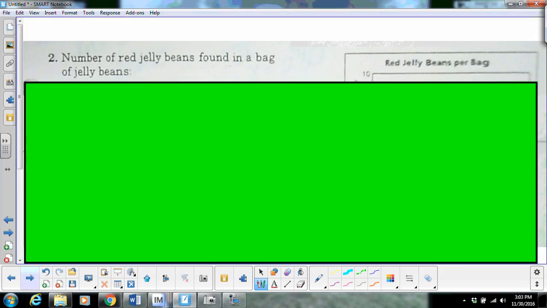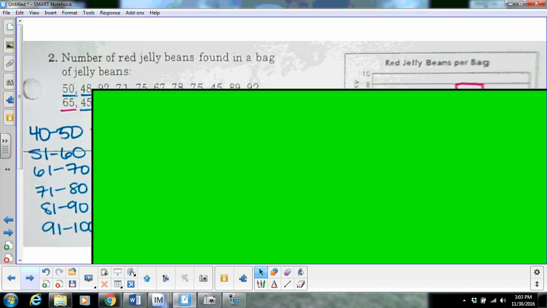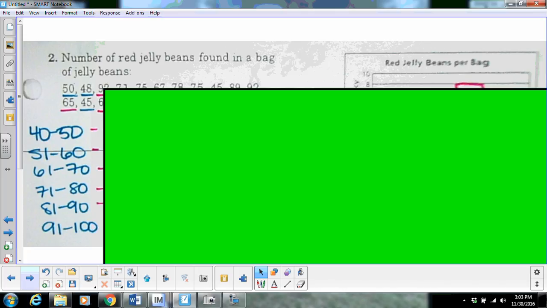Okay, and remember we talked about today how they are already separated for you. Okay, so you have the 40 to 50 ranges and so forth, all the way down to 91 to 100. And then when you get done with that, you will write it on your bar graph to the right.